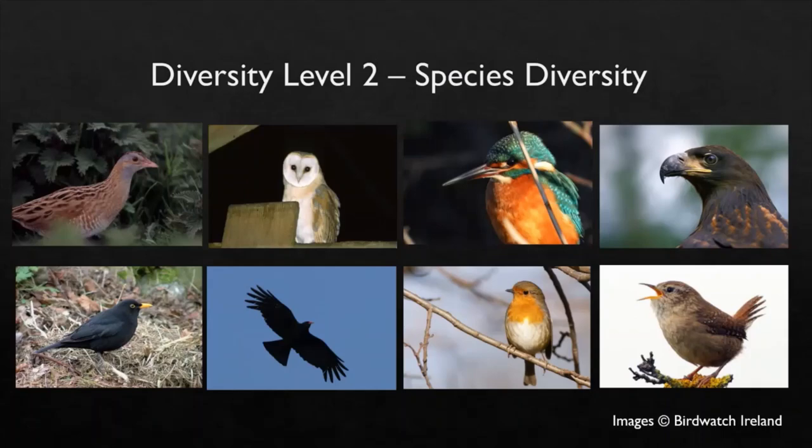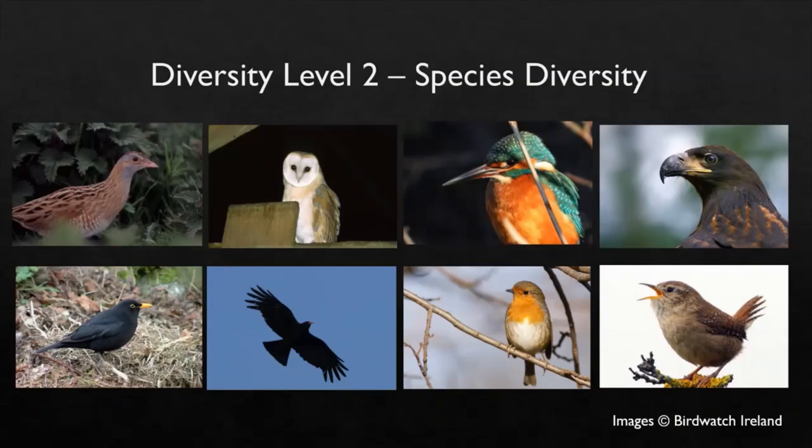The second level of biodiversity is species diversity. This relates to the number of different species. This level of focus is probably the one that we most often refer to and the easiest one for any person or small organization or school to focus on protecting.